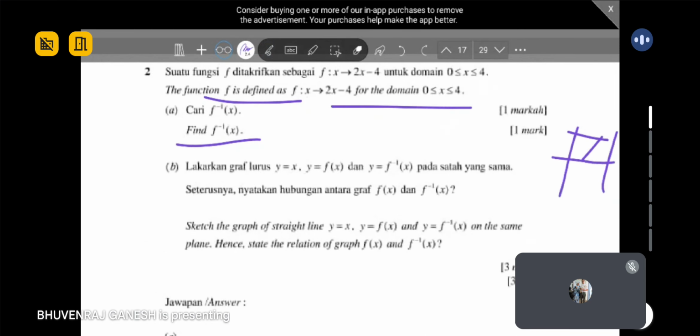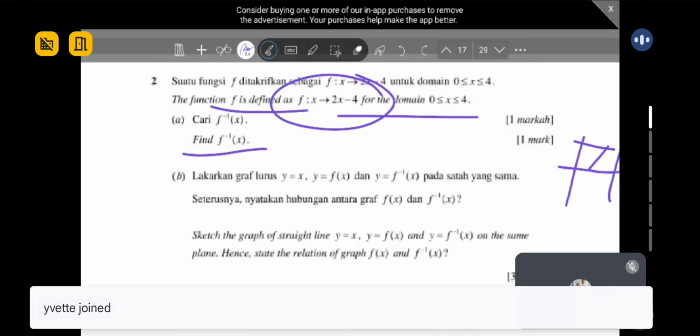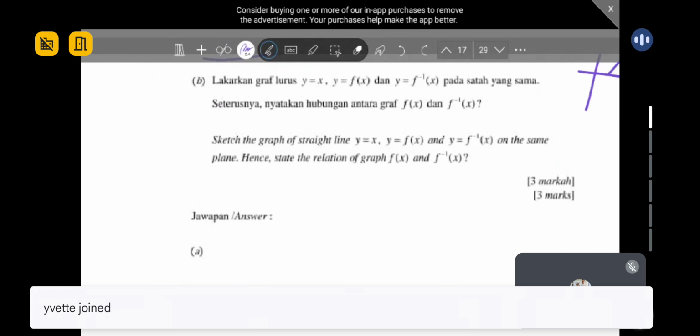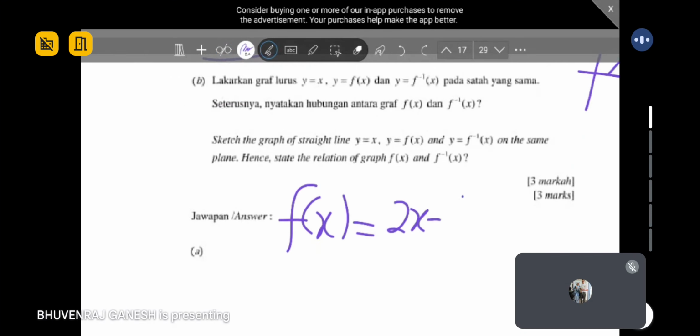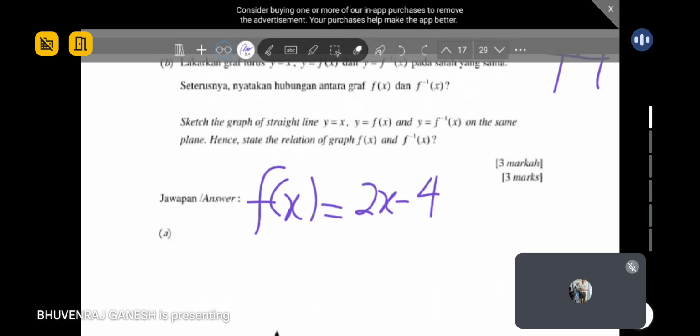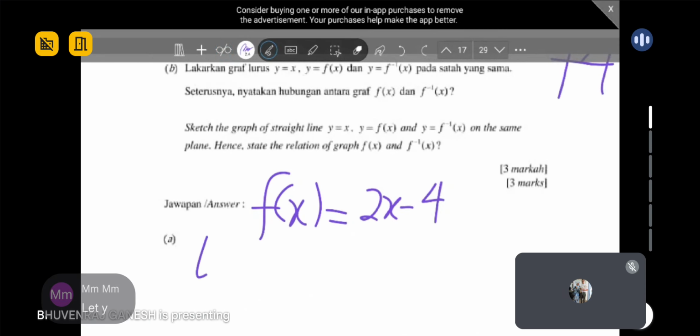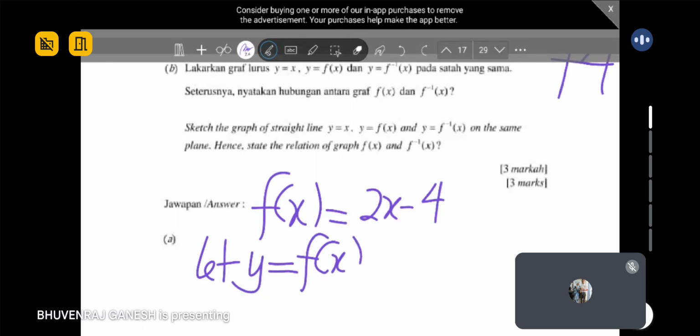Okay, so how to find inverse function, guys? You find it from here. Kamu cari dari fungsi biasa. You just start with f(x) equal to 2x minus 4. And then, what must we do to find the inverse function? Apa langkah kita? Langkah pertama. Yes, you let y always. You can say let y equal to f(x). So you have y equal to 2x minus 4.